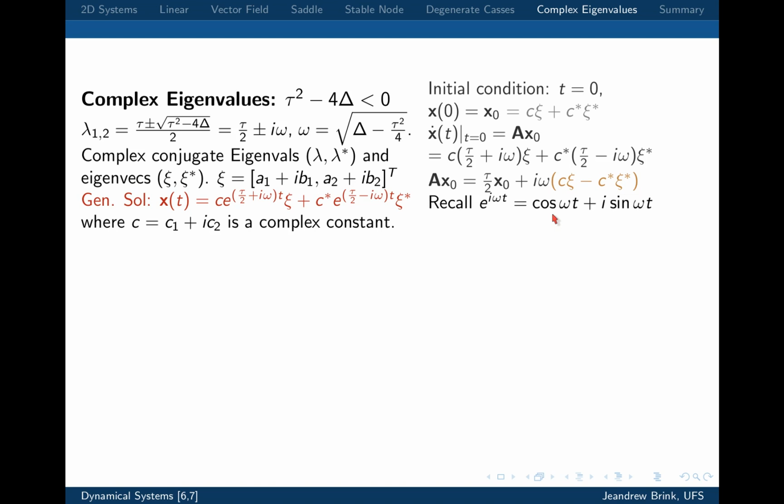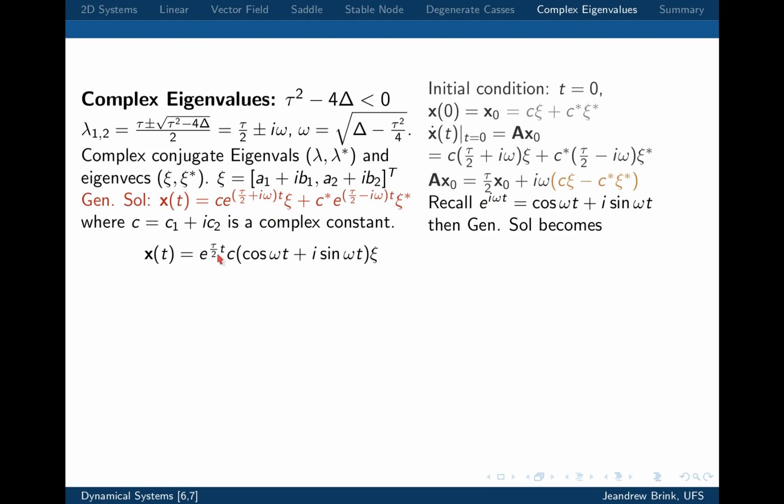And if we now go back and recall this expression for our complex number e to the i omega t, that is just cos omega t plus i sine omega t, what I can do is write down the general solution. Okay, so I now have two expressions over here for the constants multiplying the eigenvectors. And I'm going to use this fact to expand what this general solution actually does.